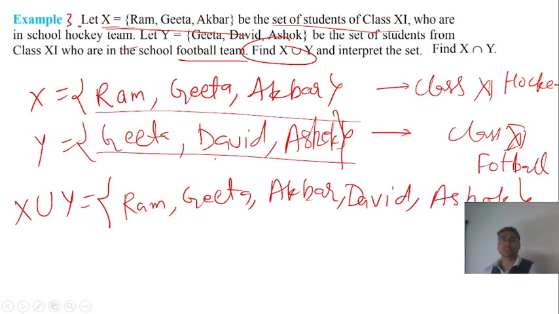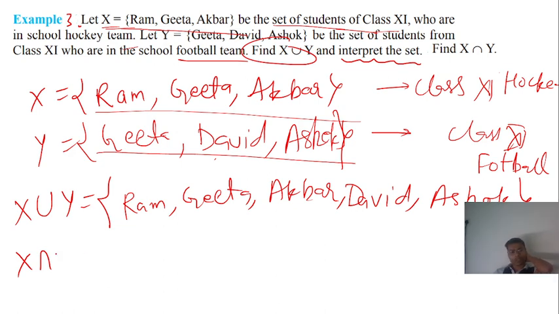So we write X union Y, and they are asking to interpret the set. Interpret the sets means what? We just write the elements. Okay. Now we will have to find X intersection Y. So we will now write X intersection Y.